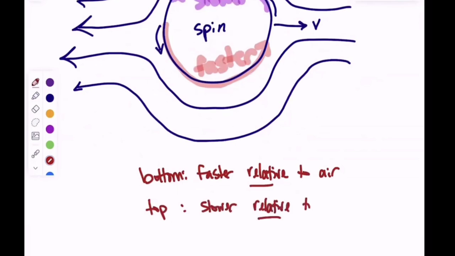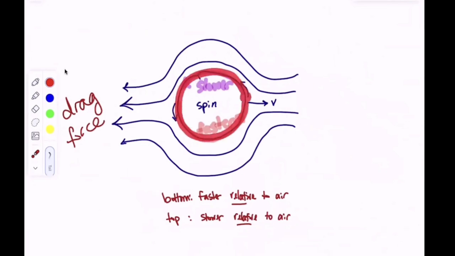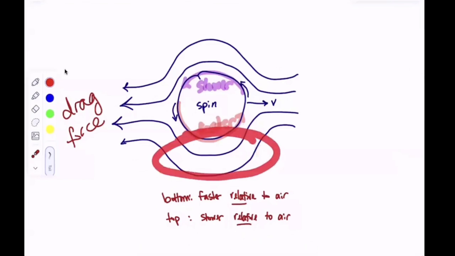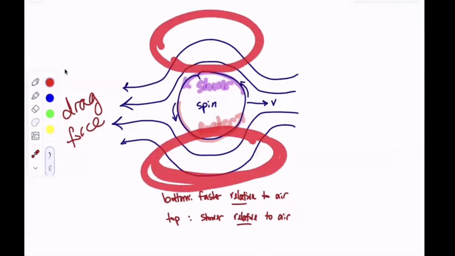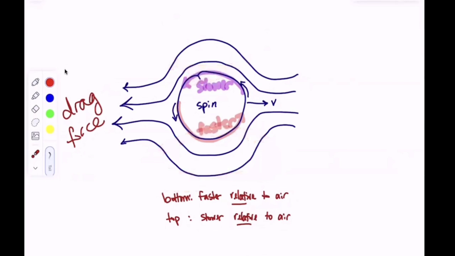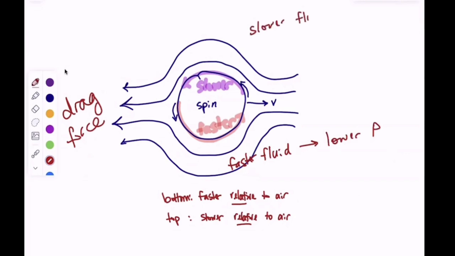If you have some spin on this ball, I had said that the top part of the ball is moving slower relative to the air, whereas the bottom part is moving faster relative to the air. What that's going to mean is that the fluid on one side is traveling faster than the fluid on the other side relative to the ball, and that's going to create a pressure difference. So the fast fluid is going to have lower pressure, and then the slower fluid is going to have higher pressure. So that's going to create a lift force.